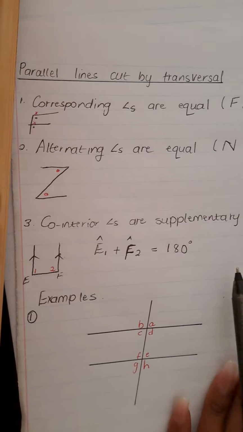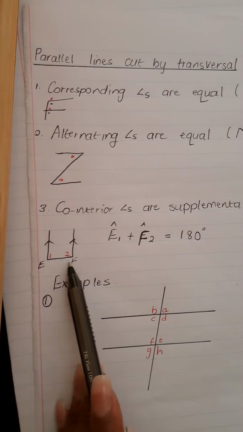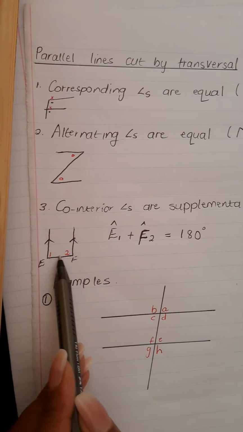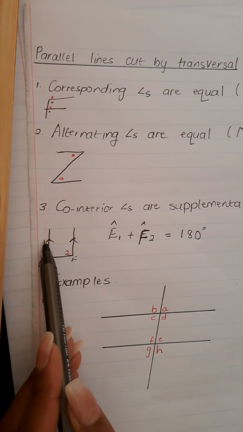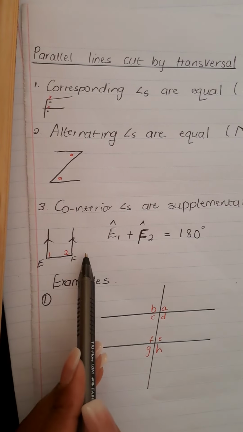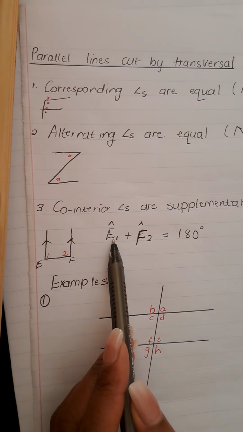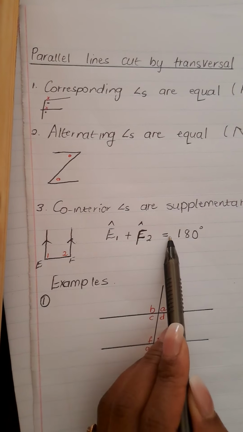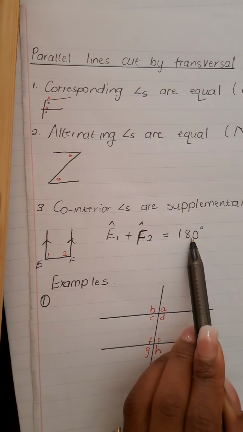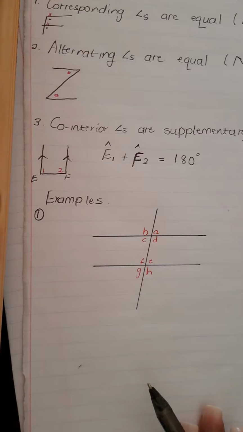And then this is our example. We are having E1 as well as F1, U facing that direction upwards, and then you can see with the arrows, meaning those two lines are parallel. Since co-interior angles are supplementary, that means angle E1 plus angle F2 equals 180 degrees. Okay, so this is our example.